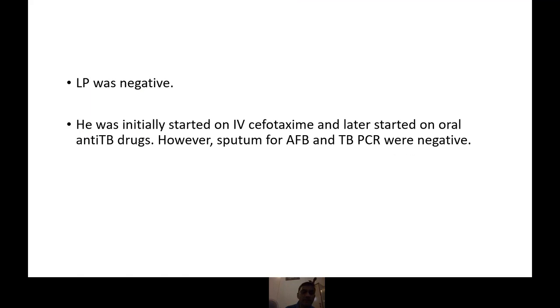A lumbar puncture was performed. It didn't have any cells. Then he was initially started on broad spectrum antibiotics, later started on anti-TB drugs also because of the cavitations, the chest signs, as well as CNS signs. TB looked like the obvious diagnosis, but he did not respond. And the sputum for AFB and TB PCRs were negative.